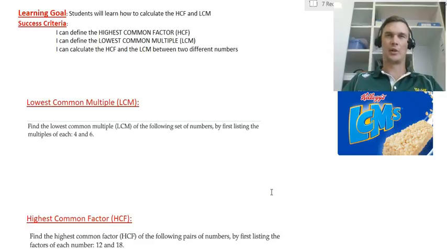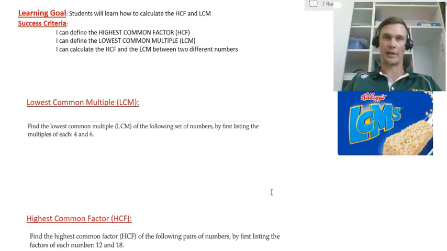Okay, this will be the last video of Unit 2.1 where we're going to be looking at highest common factors and lowest common multiples. Now we addressed this earlier, so it's important that you understand what multiples and factors are before we move on. So that was in the first video that we looked at this unit. So now we're going to find out how we can find the highest common factor and the lowest common multiple. So it's important that you understand what they are first.